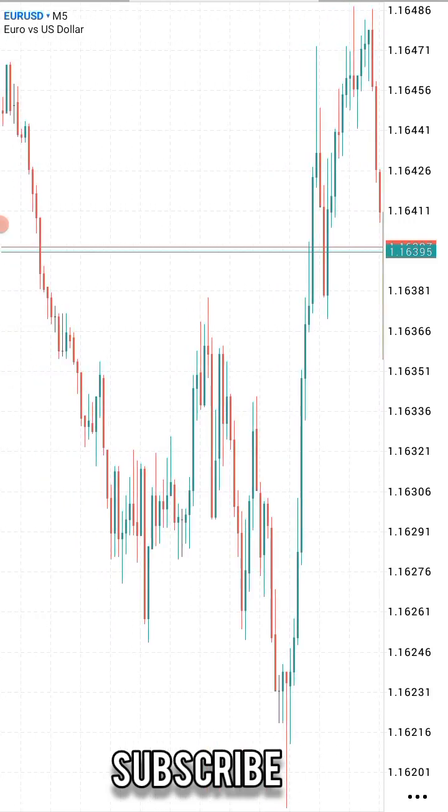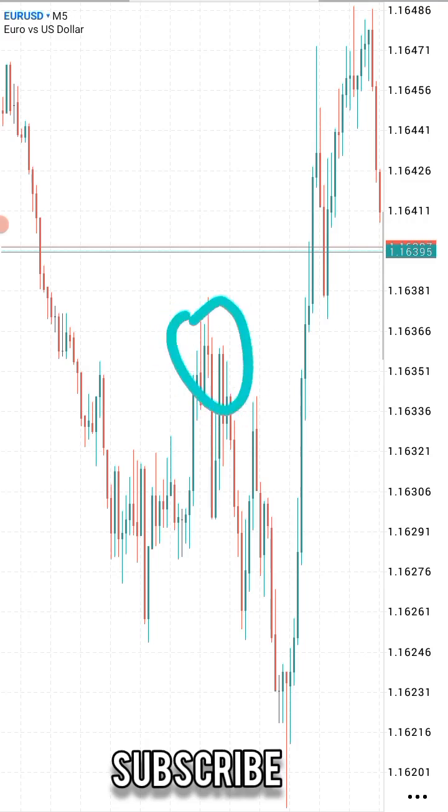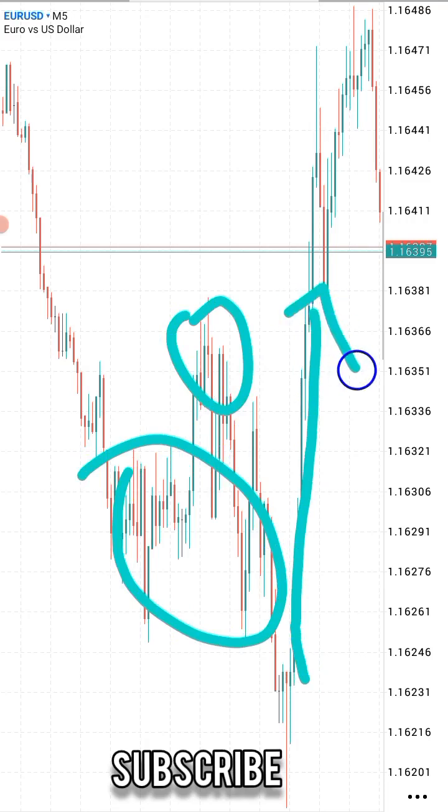Now look at this. We begin to see the market full of wicks. Look at it, full of wicks. We have less momentum in the market. Look at it here. Less momentum. But when you begin to see something like this, we have what? High momentum in the market. So guys, focus on high momentum. Don't go for all this low momentum kind of setup and trade.